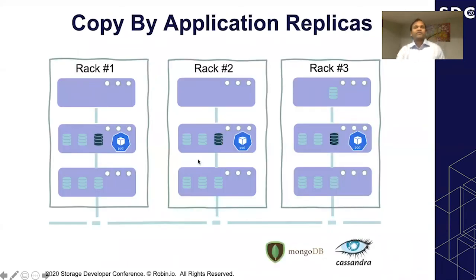The second way of doing copies is through the application replicas. In this case, Cassandra and MongoDB already know that they have replicas. The application logic itself knows the replicas. So each pod will be placed on different nodes, and they expect that the disks will also be placed the same way, so that it can withstand the failures.